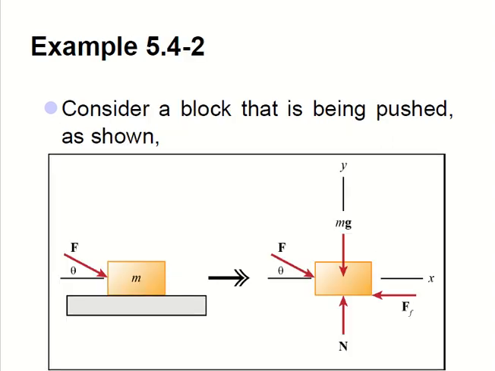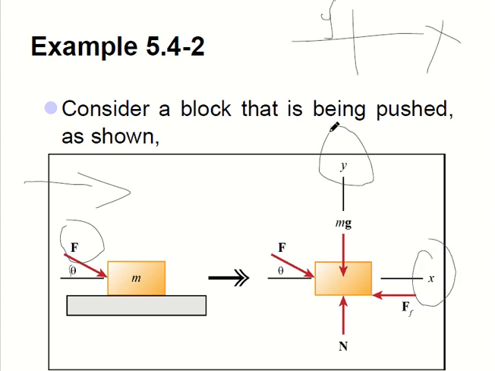Next, consider a block being pushed in this direction. You have an angle, so the force is no longer along the horizontal axis, and it acts on this mass. It doesn't really matter whether you have an angle or a straight line; we always go with the y and then the x. Now we draw the x-axis and break down all the forces on that object. We have a weight and a normal force, and they cancel, so we get rid of them.